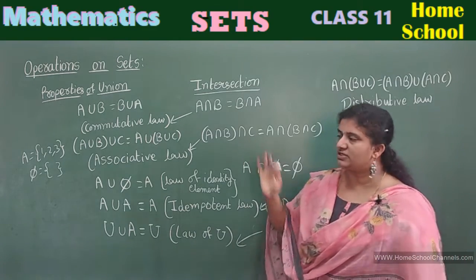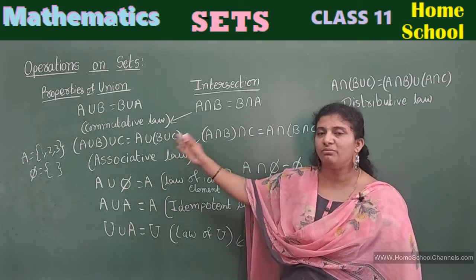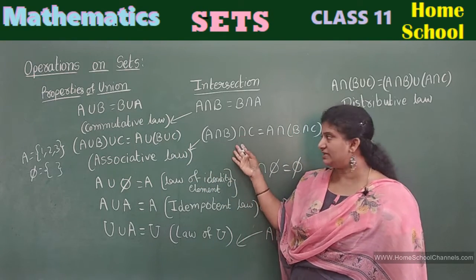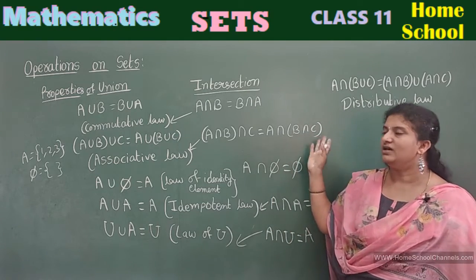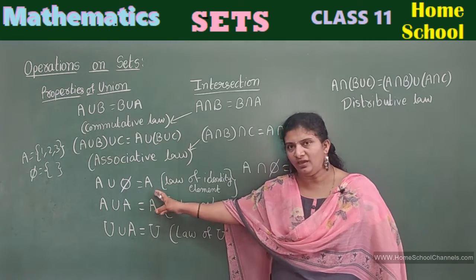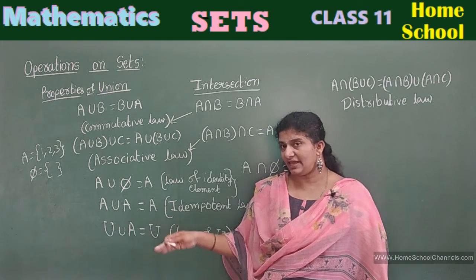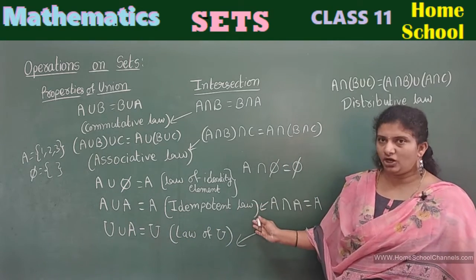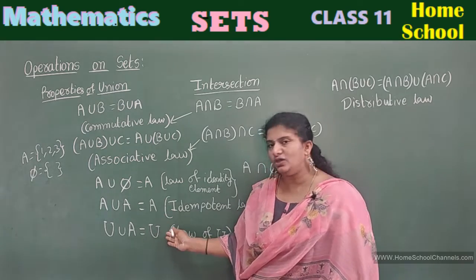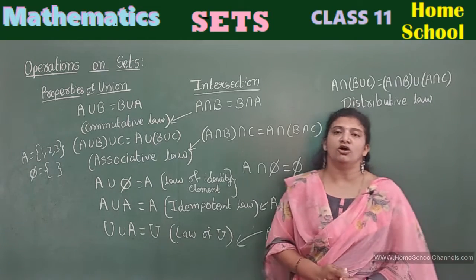Once again, these properties of union and intersection. A union B is equal to B union A, and A intersection B is equal to B intersection A. This is commutative law. A union B of union C is equal to A union of B union C, and similarly for intersection. This comes under associative law. Then law of identity element: A union phi is equal to A and A intersection phi is equal to phi. A union A is equal to A, idempotent law, and A intersection A is also A. Universal set union with any subset will be the universal set. Universal set intersection with any subset gives that subset. This is called law of universal set.